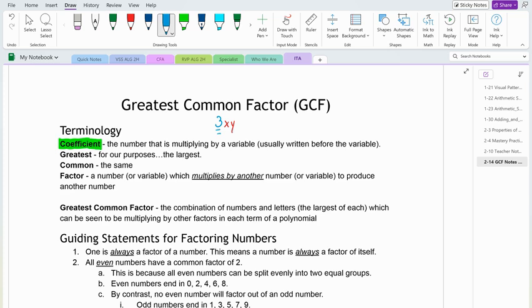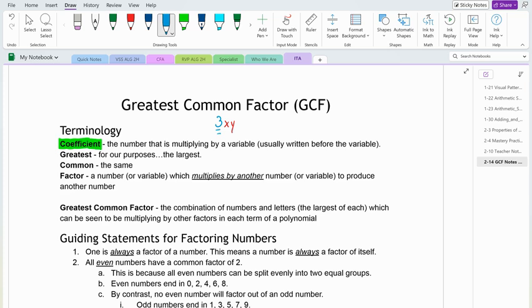We're going to define greatest common factor. Let's break it into parts. Greatest for us, we're just going to say it's the largest. So greatest is the largest. Common is the same. If you have glasses, then you and I have that in common. That's the same for us. Factor. So a factor is simply a number or variable which multiplies by another number or variable to produce another number. I said simply. So think of it this way. Factors are numbers that multiply.